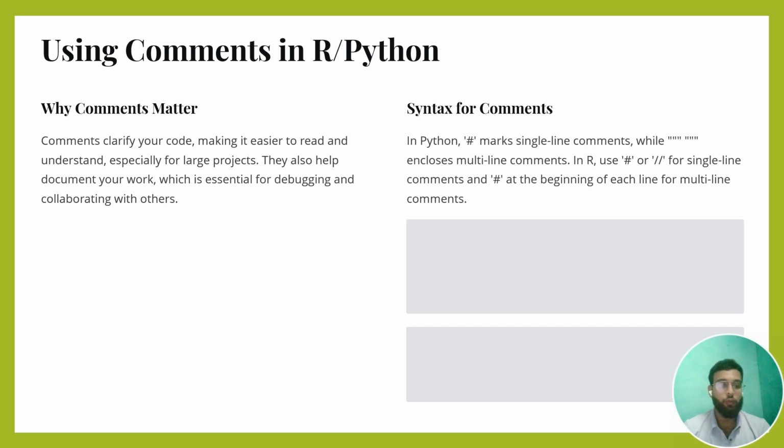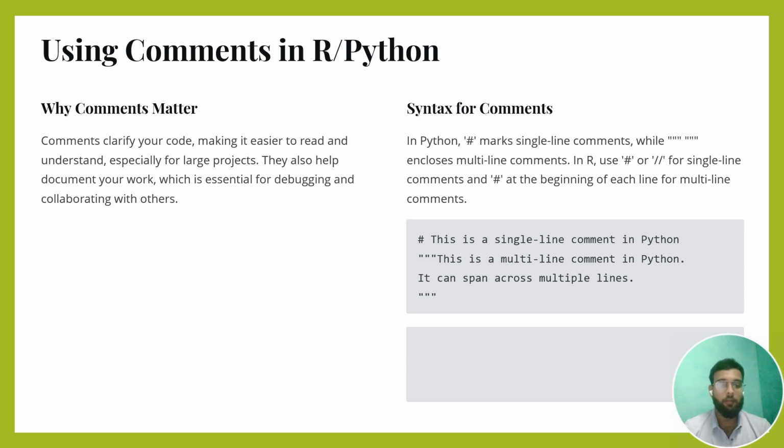In Python, we use a hashtag for single line comments, while triple apostrophes in the opening and triple apostrophes in the closing are used for multi-line comments. In R, we use a hashtag or double slash for single line comments and a hashtag at the beginning of each line for multi-line comments.